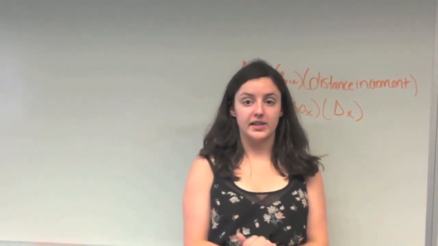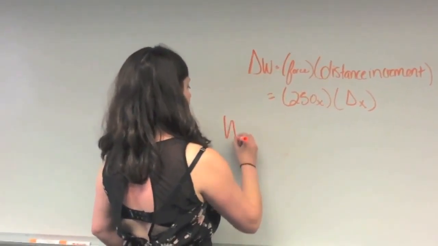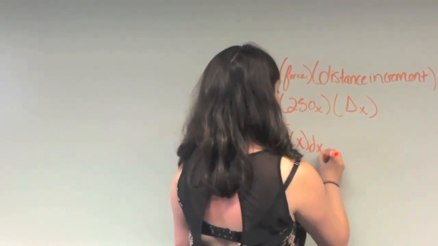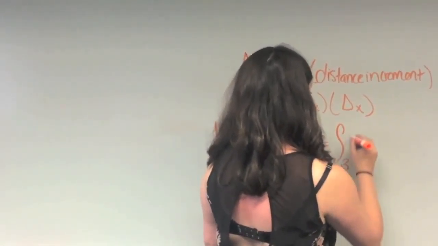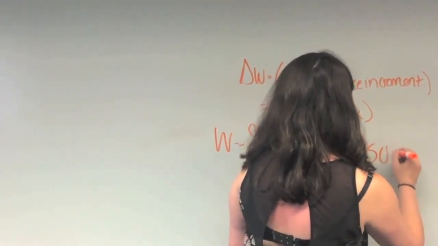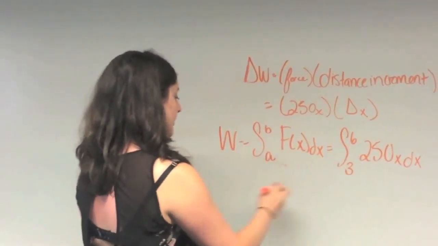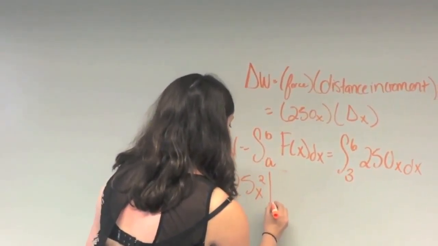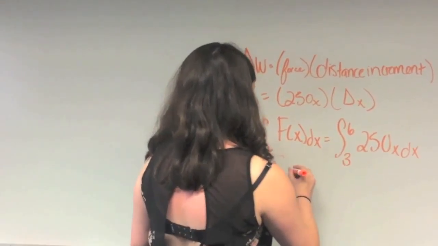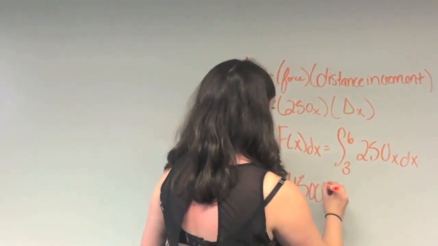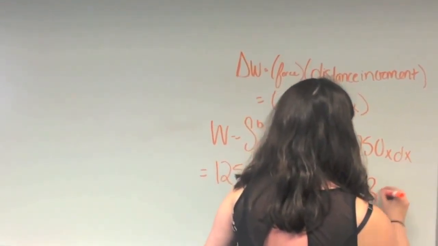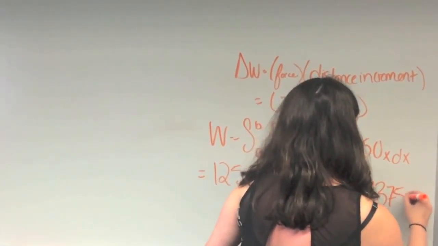Because the spring is compressed from x equals 3 to x equals 6 inches less than its natural length, the work required is the integral from a to b of f of x dx. And in this example, from 3 to 6, 250x dx, which when you integrate is equal to 125 x squared from 3 to 6, which is equal to 4,500 minus 1,125, which equals 3,375 inch-pounds.